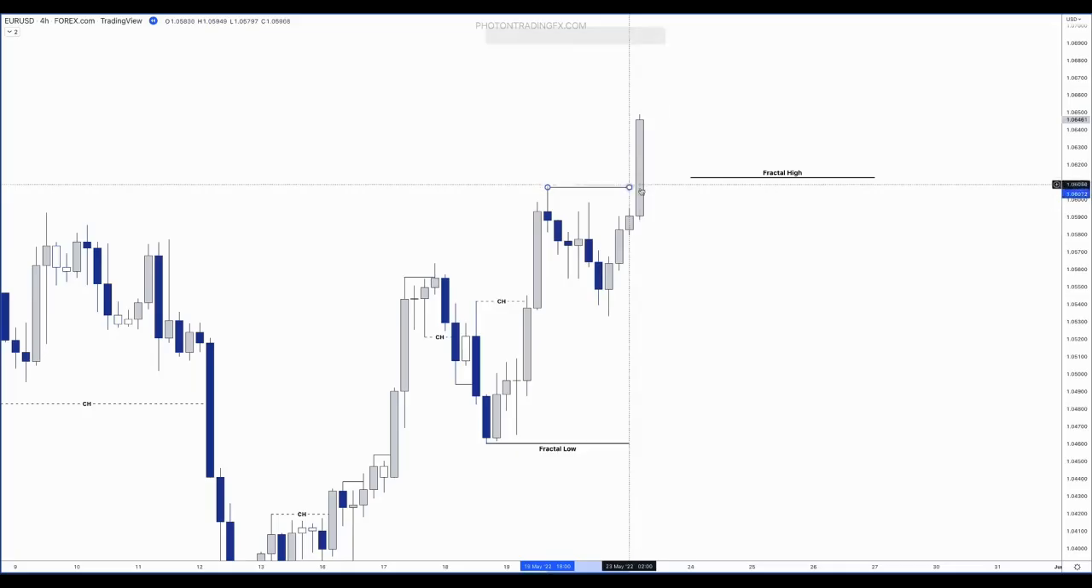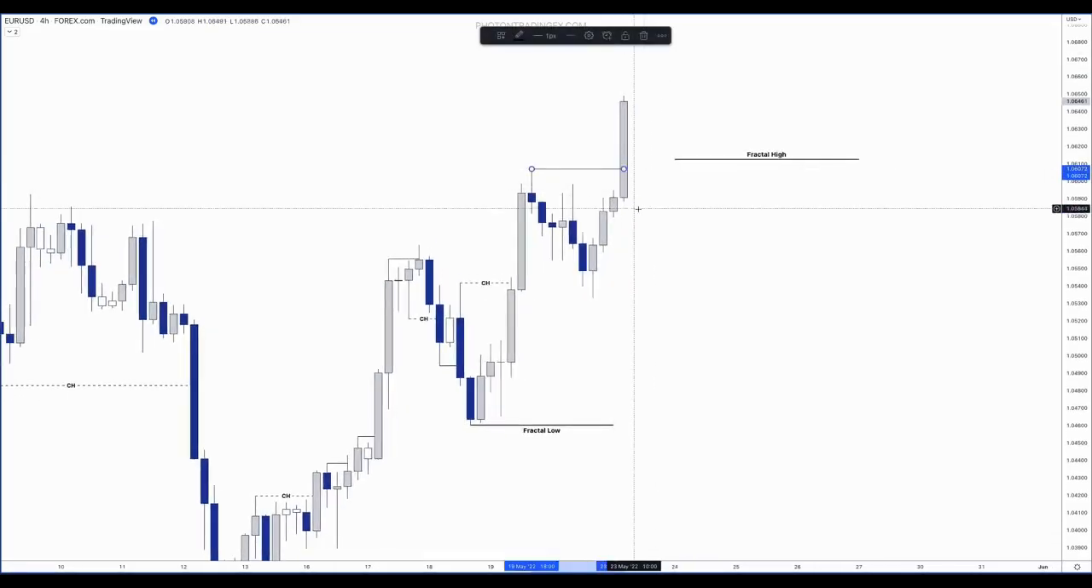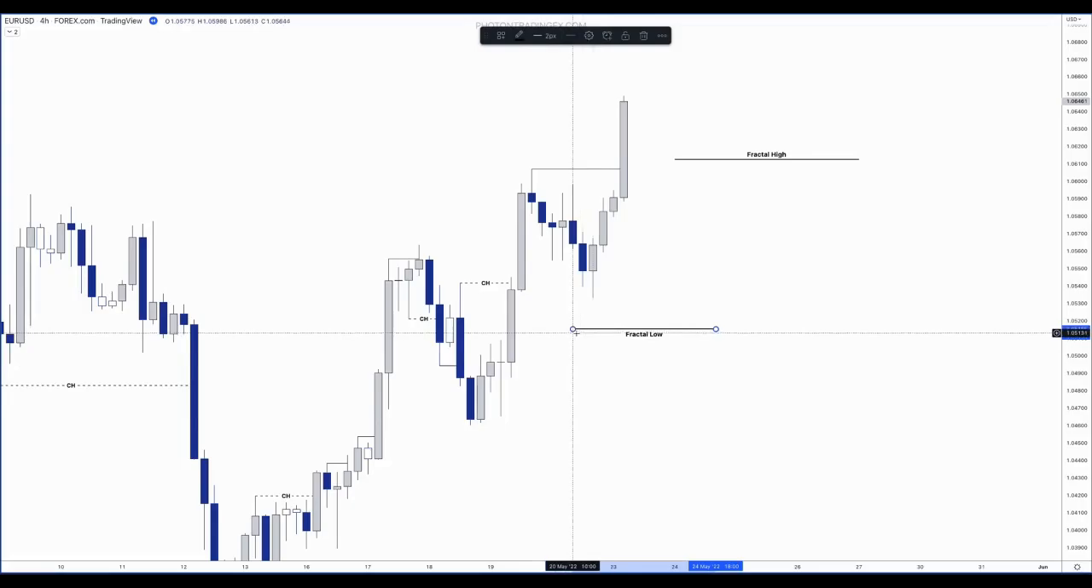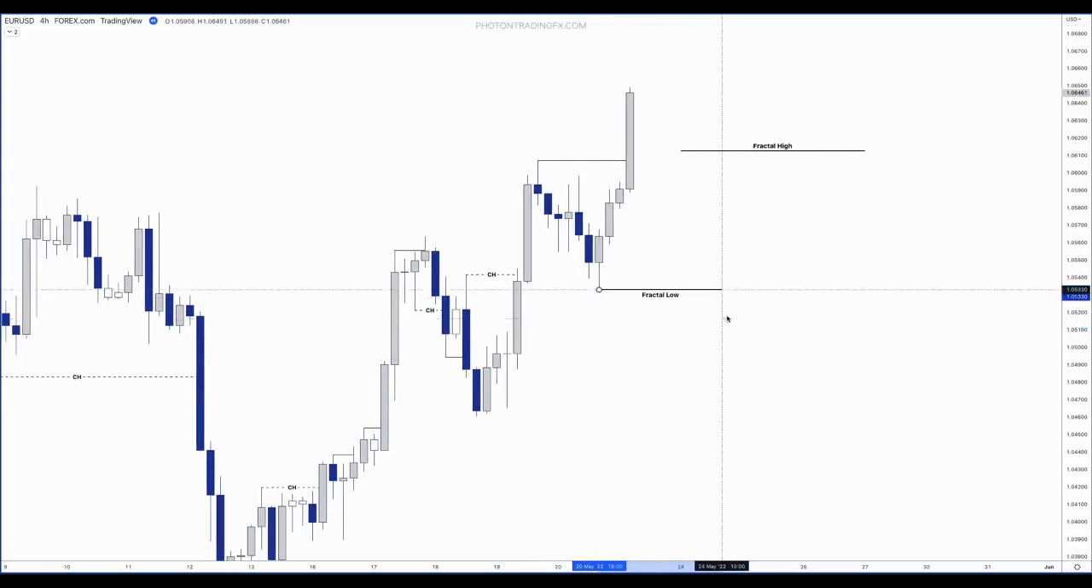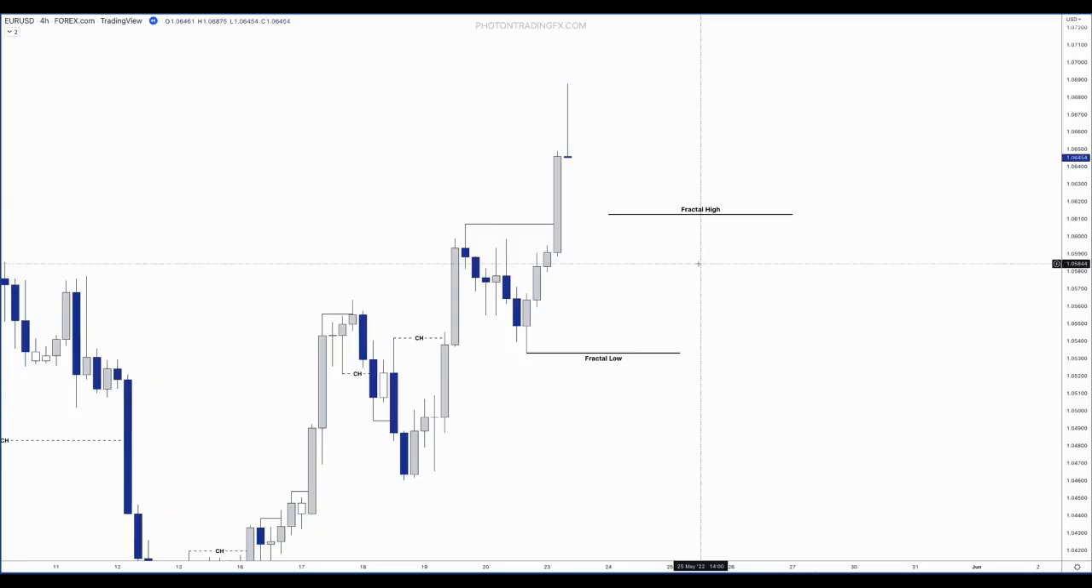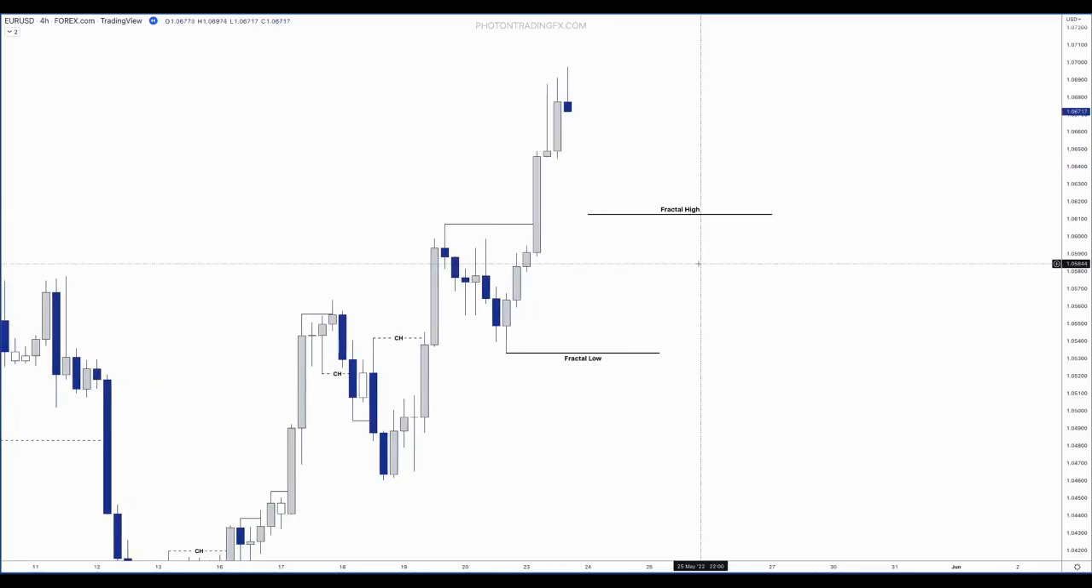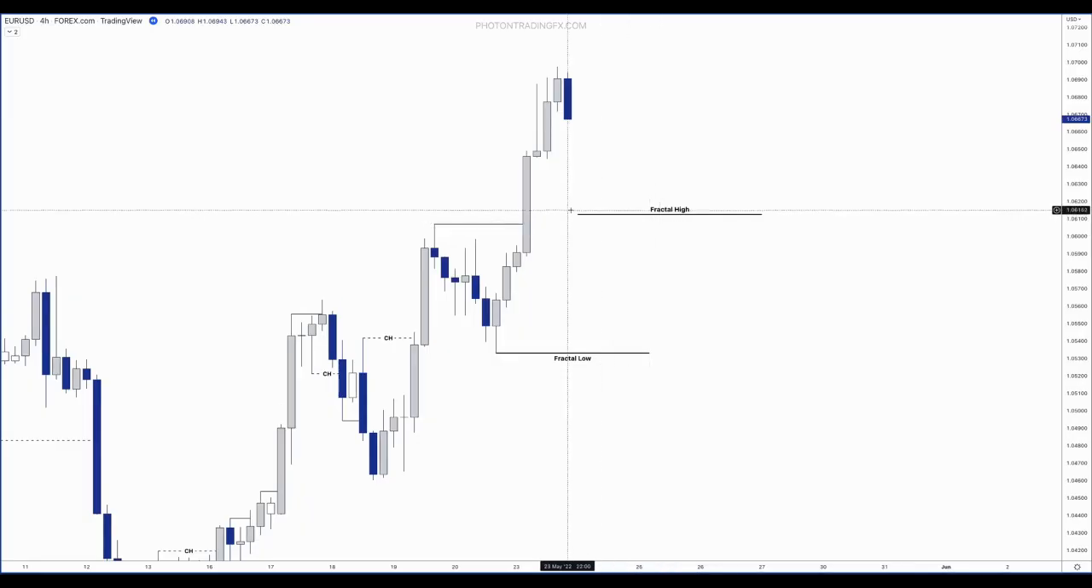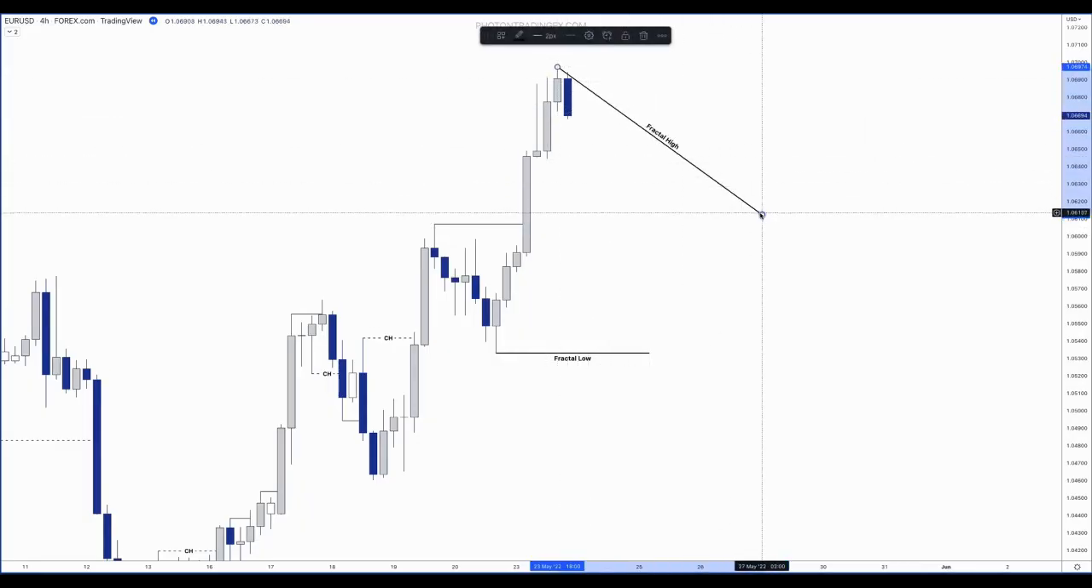Now we want to find where our nearest fractal low is. It's the last candle to fail to break the previous candle's high, which would be this low here, okay? So this becomes our low and we continue the movement. So let's see what happens next. Price continues to the upside, continues to the upside, continues to the upside, pulls back. So that's our fractal high. Okay, cool.